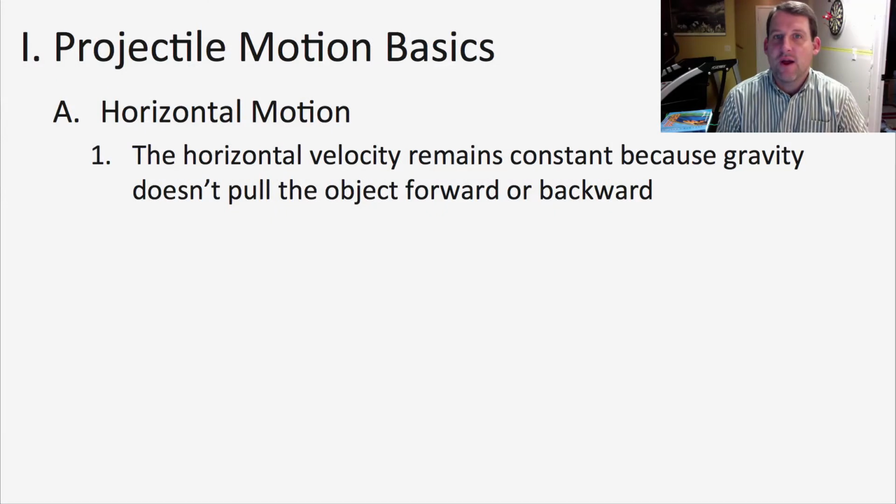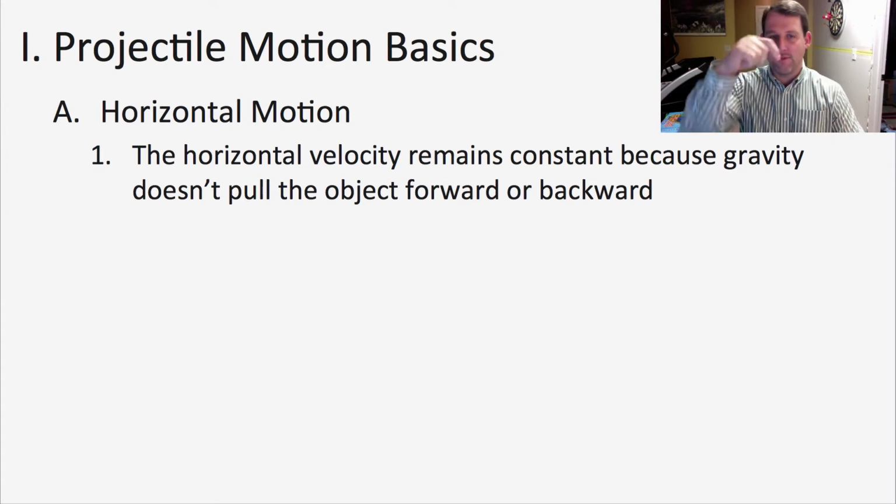Projectile motion has two directions of velocity to think about. So there's the vertical component and there's the horizontal component. The horizontal velocity remains constant because gravity does not pull the object either backwards or forward. It pulls it straight down, which won't speed it up forward or backwards. Now there will be a little bit of slowing down due to air resistance, but if we consider that to be negligible, which it typically is for most things traveling at normal speeds, then we can get pretty close with saying that it remains constant.